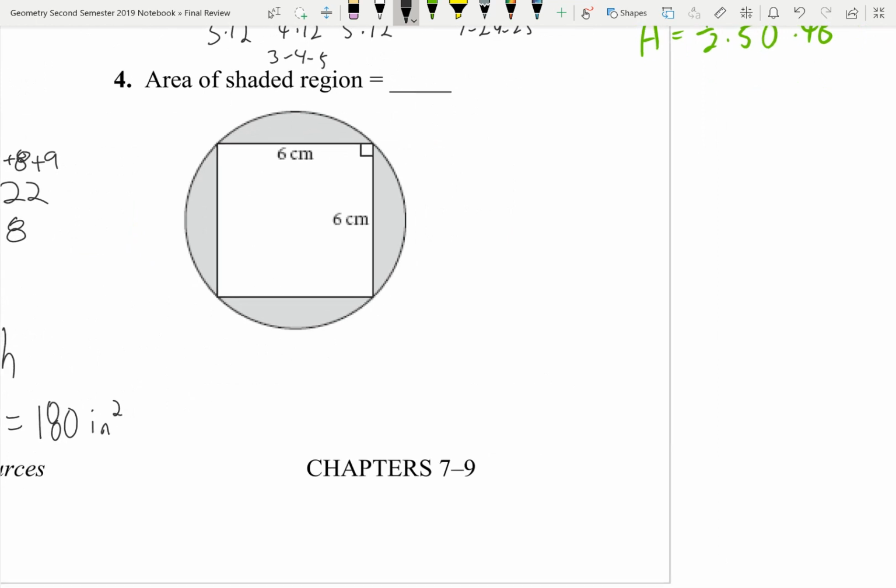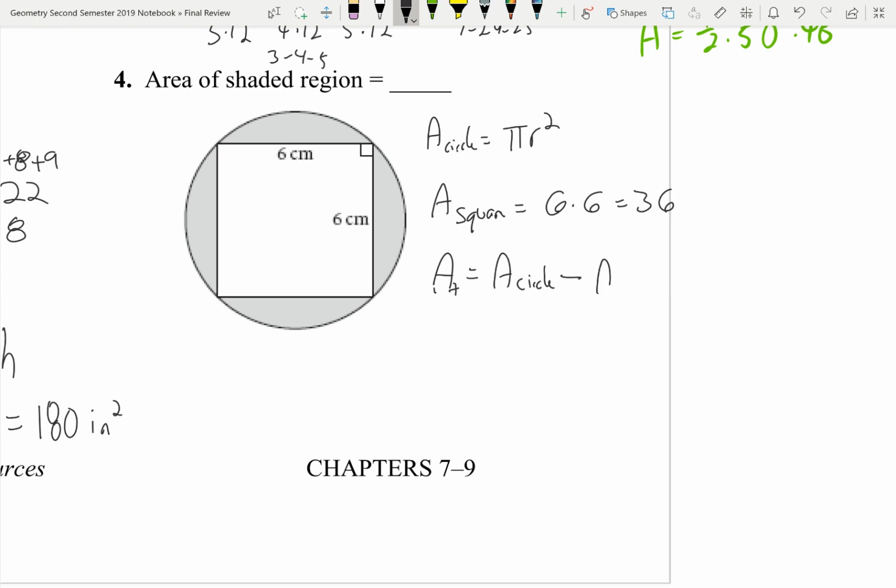Area of the shaded region. All right, well, here we go. So here, we need to find the area of the circle, which is pi r squared. And then we need the area of the square. The area of the square is just 6 times 6, which is 36. And so then you do the area of the circle. So the total area, AT, equals the area of the circle minus the area of the square, right? So that's going to be something minus 36.